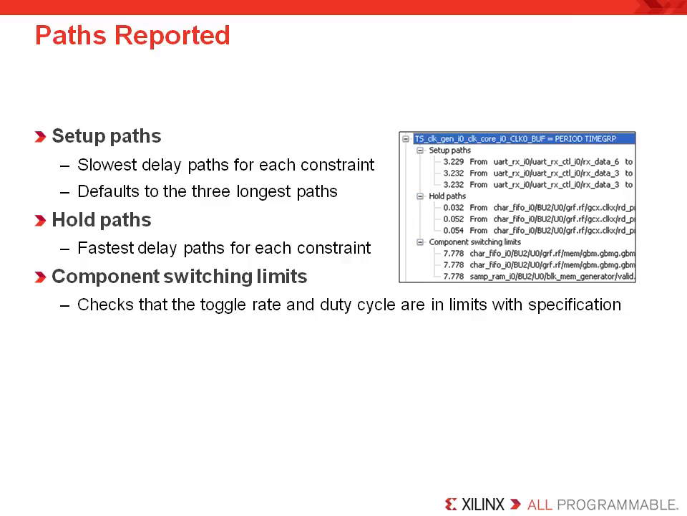The paths report will show the slowest paths for your constrained setup paths. It will also show the fastest paths for your constrained hold paths. As I mentioned, the report will default to showing you 3 most critical timing paths. The component switching limits check that the toggle rate and duty cycle are within limits of the timing specifications you made for your design.